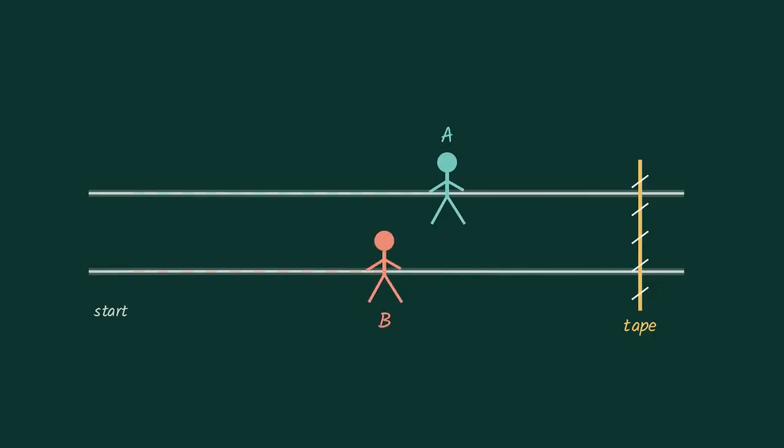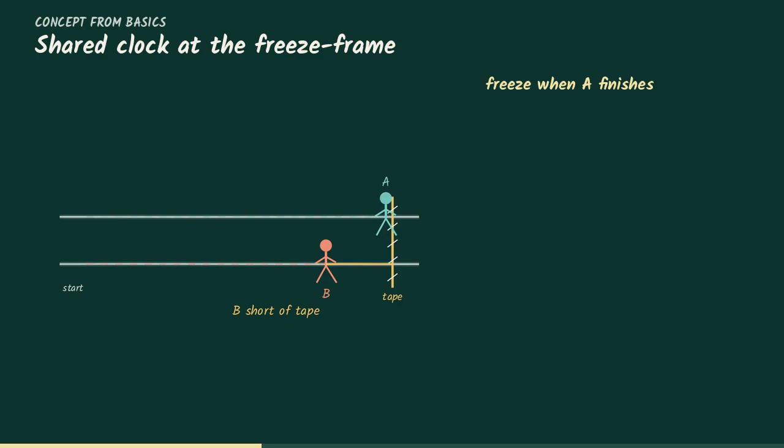Freeze the moment A finishes. Both runners have used the same time. Speeds sit in the ratio of the distances each has covered in that shared time.